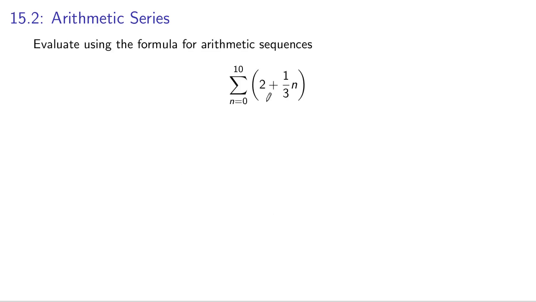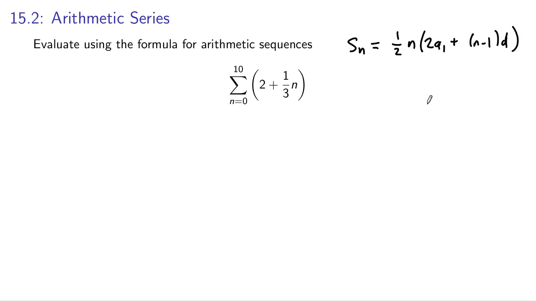Evaluate using the formula for arithmetic sequences the following sum. The sum from 0 to 10 of 2 plus 1/3 n. Okay, so this looks a little bit hairy. How can we do this? If we remember the general formula, S sub n was 1/2 n times 2a sub 1 plus n minus 1 times d.